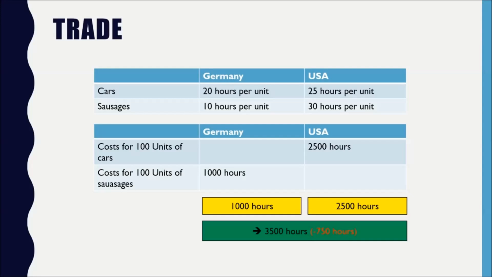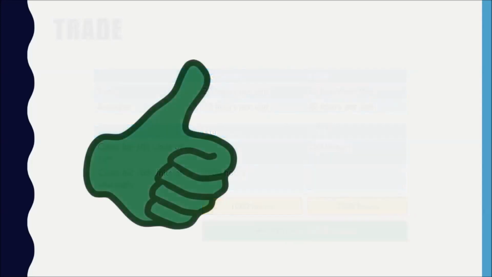Now we save 750 hours, which proves that trading makes sense although a country holds the absolute advantage in both goods. That was the Ricardian model. I hope you are now able to understand the basics of international trade.